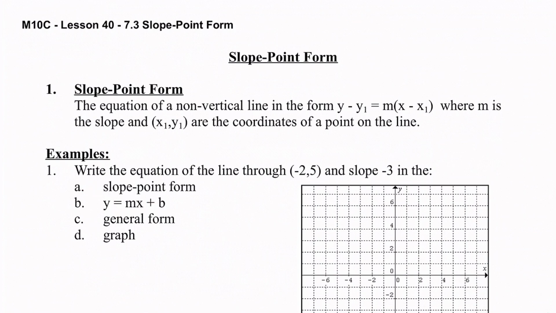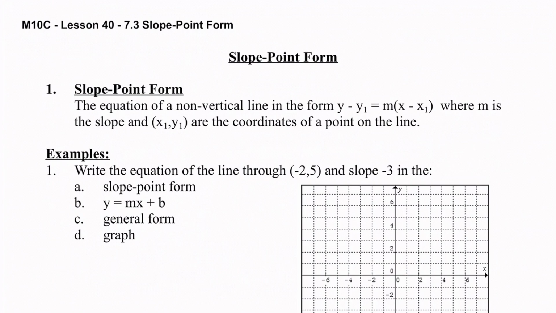Slope point form is the equation of a non-vertical line in the form y minus y1 equals m times x minus x1, and all of this is in brackets. That's going to be important. Where m is the slope, so that's what it always was. M always represents slope for us. And x1 and y1 are coordinates of a point on the line, which was the same as what we had before as well.